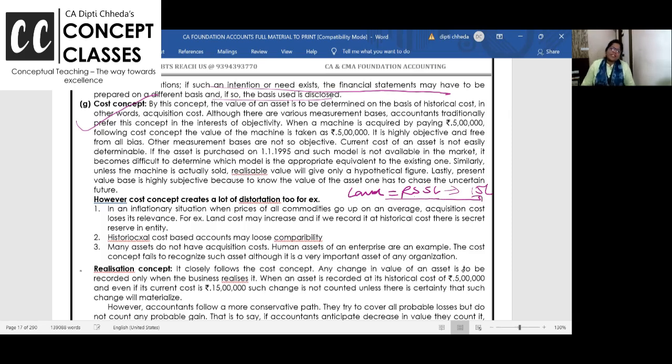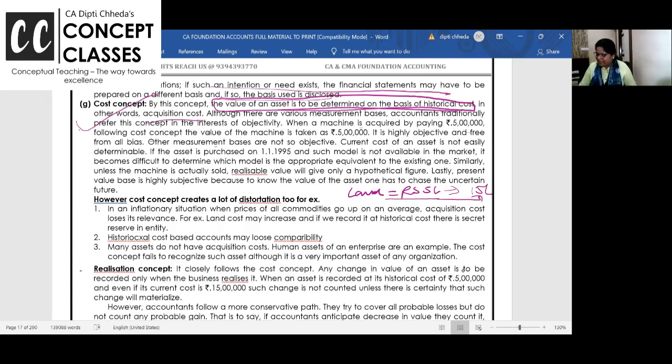So just because I assume that the market value goes up to 15 lakhs, can I record my business transactions at the fair market value? Answer is no. You have to record it at cost. So they say that assets value should be recorded at its historical cost. Cost of acquisition. Although various bases and others are there, when machine is acquired for 5 lakh, it is highly objective and free from all the bias. Other measures are objective, so current cost of item is immaterial.